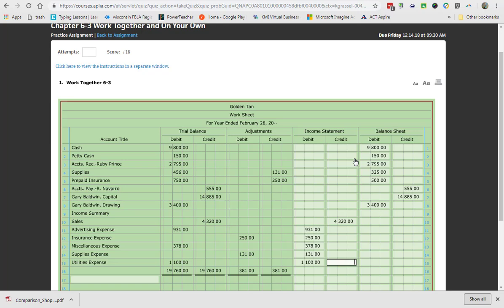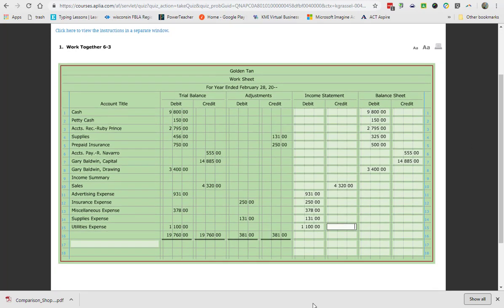Okay. So, let's add up our income statement credit column, shall we? I like to do that one first. $4,320. Anyone agree? If you add them correctly? Now, you want to go through and do your income statement debit column. And so I'm going to add those up, 931, 250, 378, 131, 1,100. I got 2,790. Anyone concur? Yes? Okay, let's do the same thing for your balance sheet debit column.